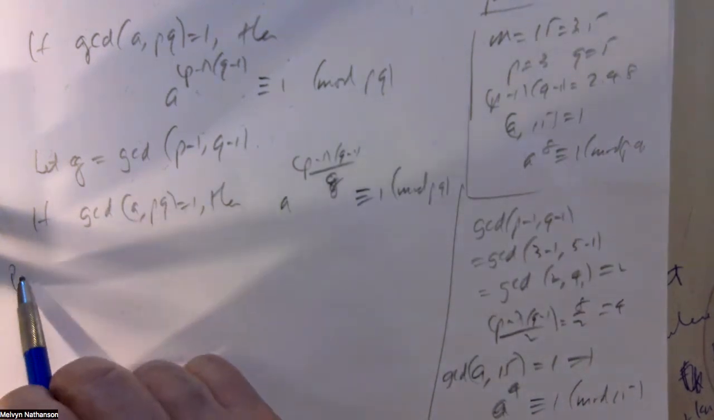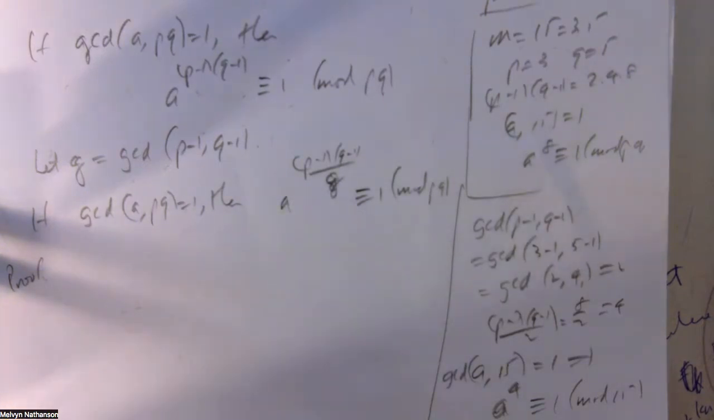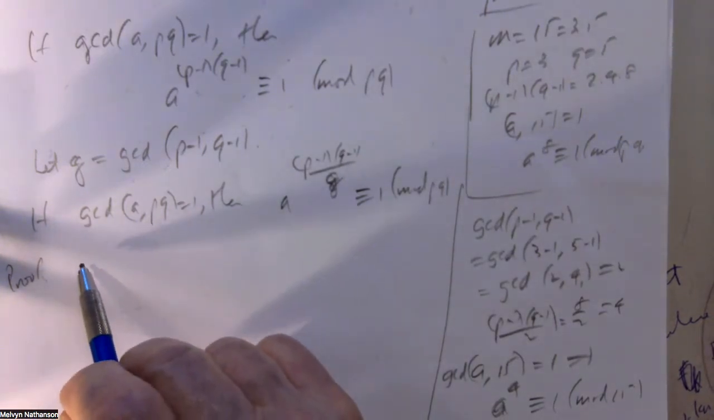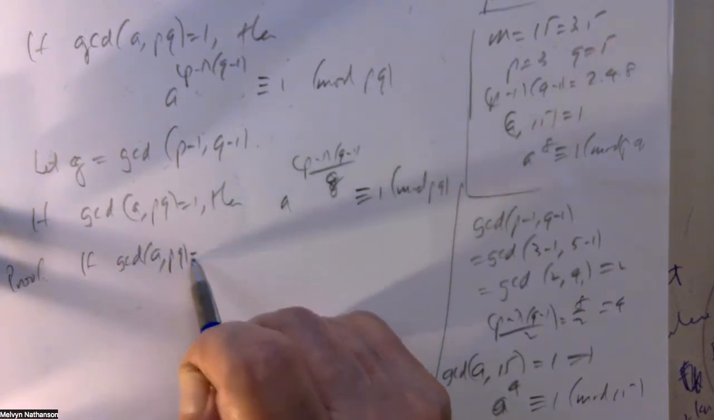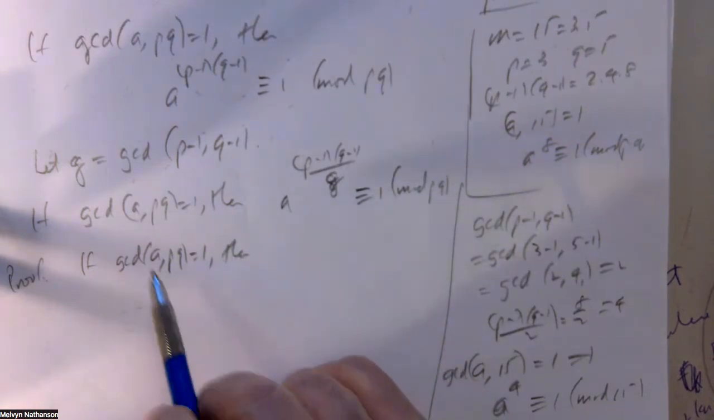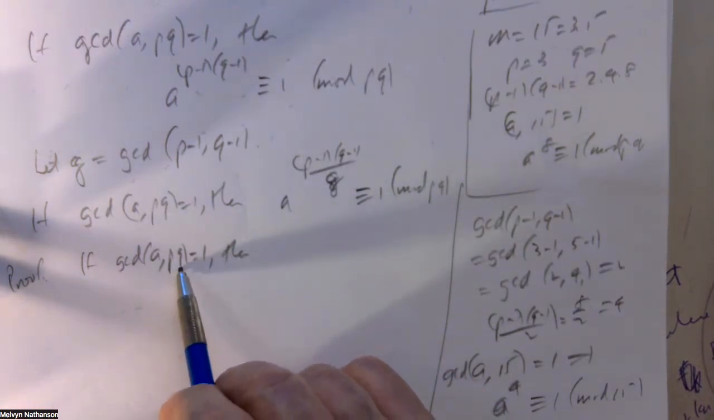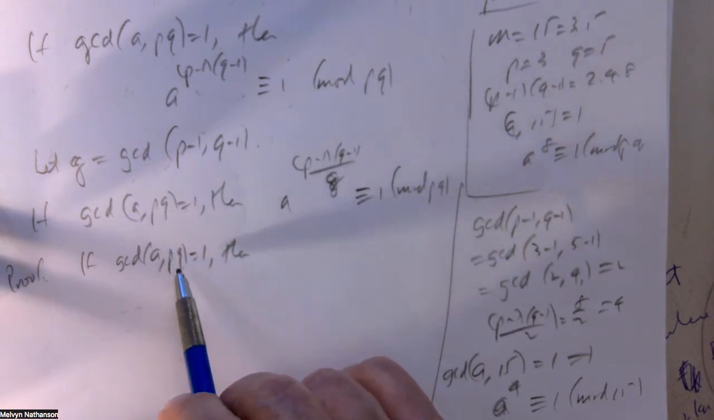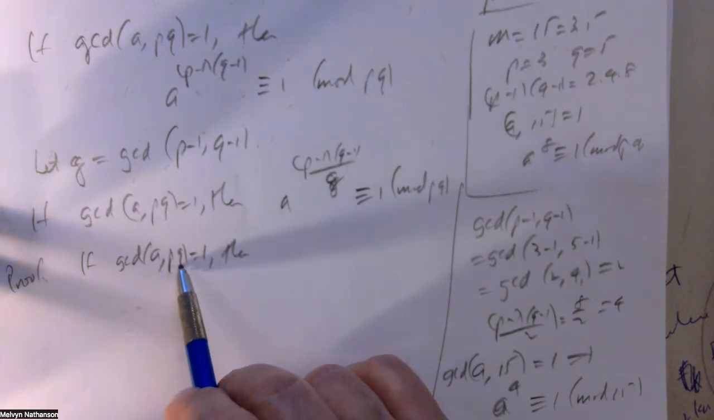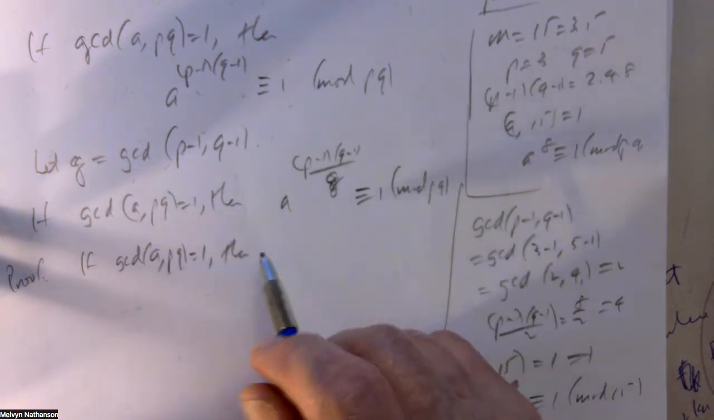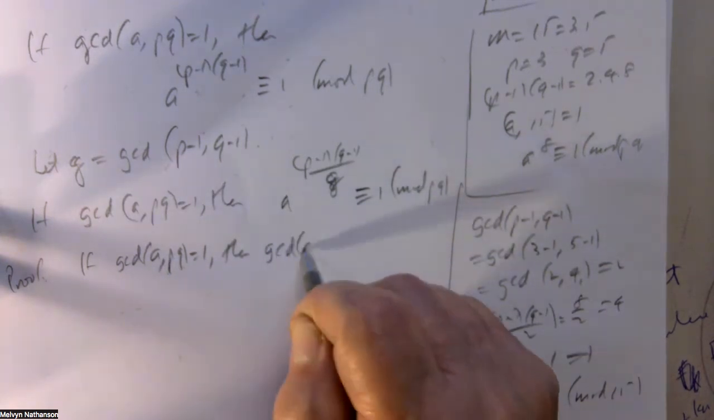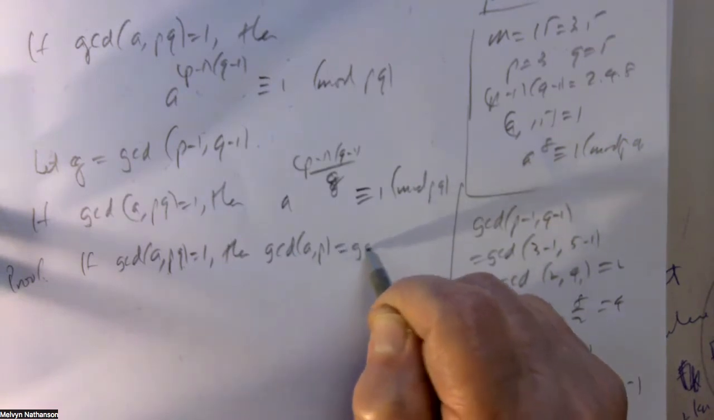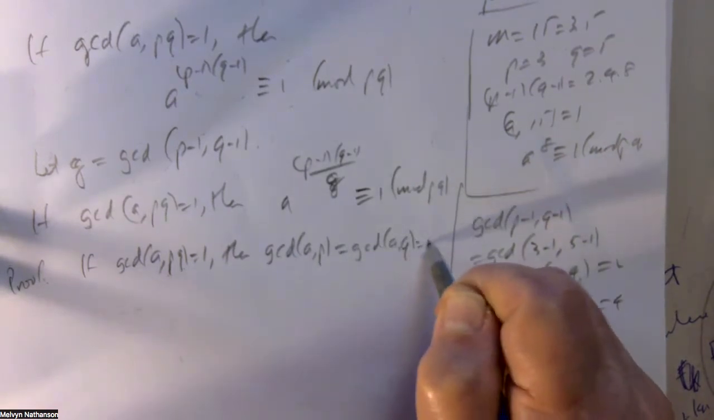So actually, let's try and prove this result. Proof. If the GCD of A and PQ is 1, that is, P and Q are prime, so the only divisors of PQ are 1, P, Q, and P times Q itself. And in particular, if A is relatively prime to P and Q, then the GCD of A and P and the GCD of A and Q are certainly both 1.